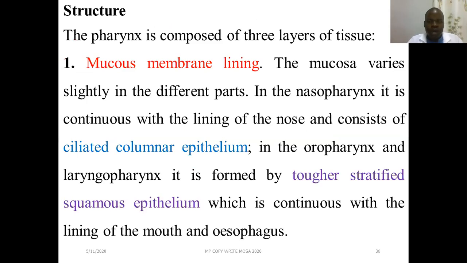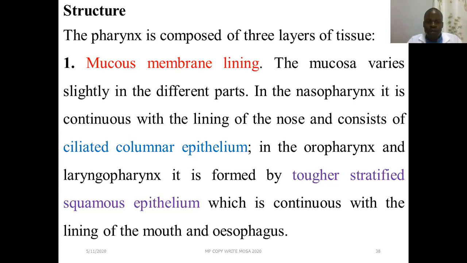Let us look at the structure. The pharynx is composed of three layers of tissue. Of the three, the first one is the mucous membrane lining. The mucosa varies slightly in different parts. In the nasopharynx, it is continuous with the lining of the nose and consists of ciliated columnar epithelium.